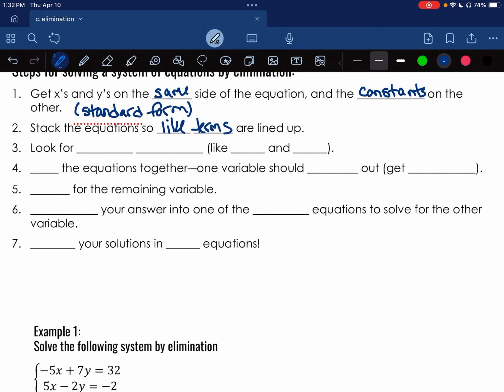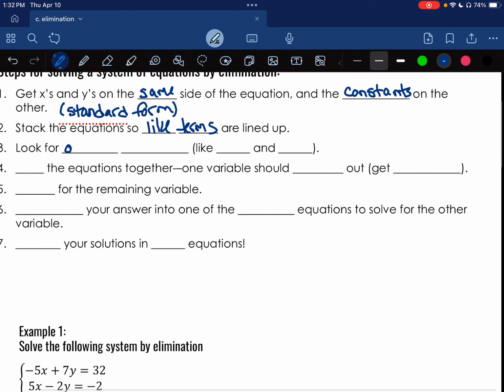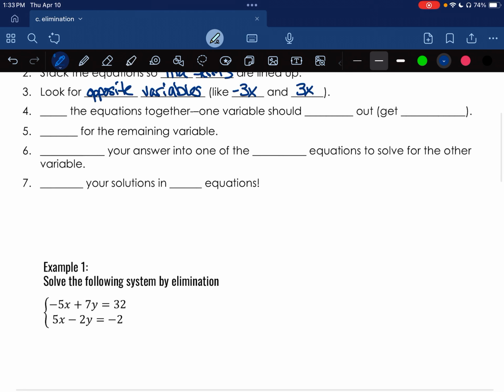Now, here's where we're looking for those opposite variables, like if I have negative 3x and positive 3x. Then we're going to add our equations together. So one variable should cancel out, aka get eliminated, which is where the name of this method comes from.